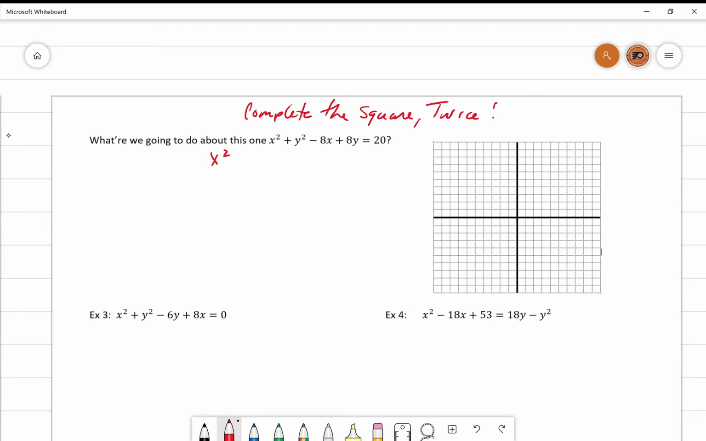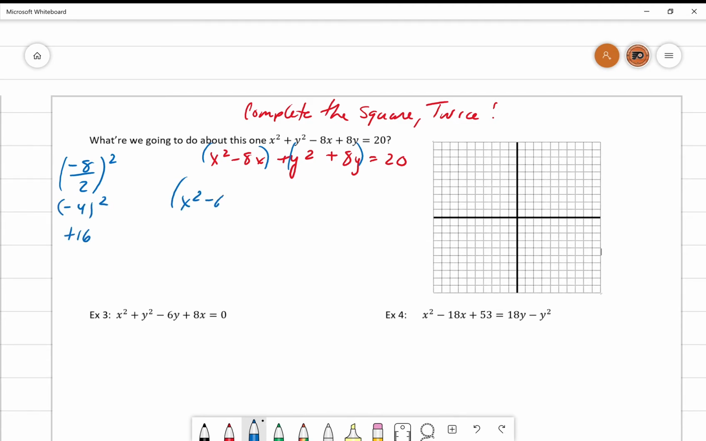So I'm going to group my x's together and group my y's together. From there, my focus will be 2 parts. I got to focus on completing the square for my quadratic with x's and my quadratic with y's. So for my x's, I take that x term, -8, divide it by 2 and square it. So -4 squared is +16. And for the y's, I have a +8 cut in half and squared.